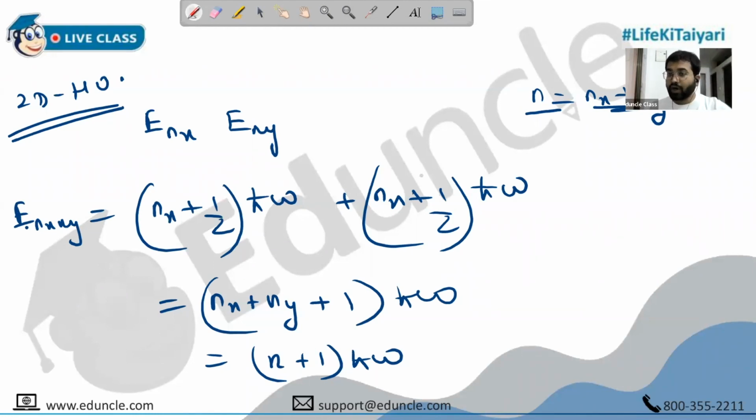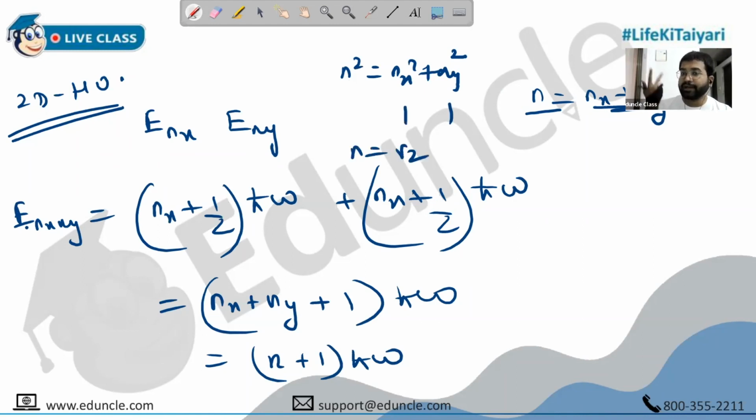In case of boxes, n couldn't take all the values because there it was n square was nx square plus ny square. So here you cannot have 0, 1, 2, 3, 4. Here you will have, like 1, 1 combination, then you are getting 1 and 2 combination. So if you take 1 and 1, n becomes root 2. So n is 1.414. You are getting a very weird value there. But here n automatically takes all the values.